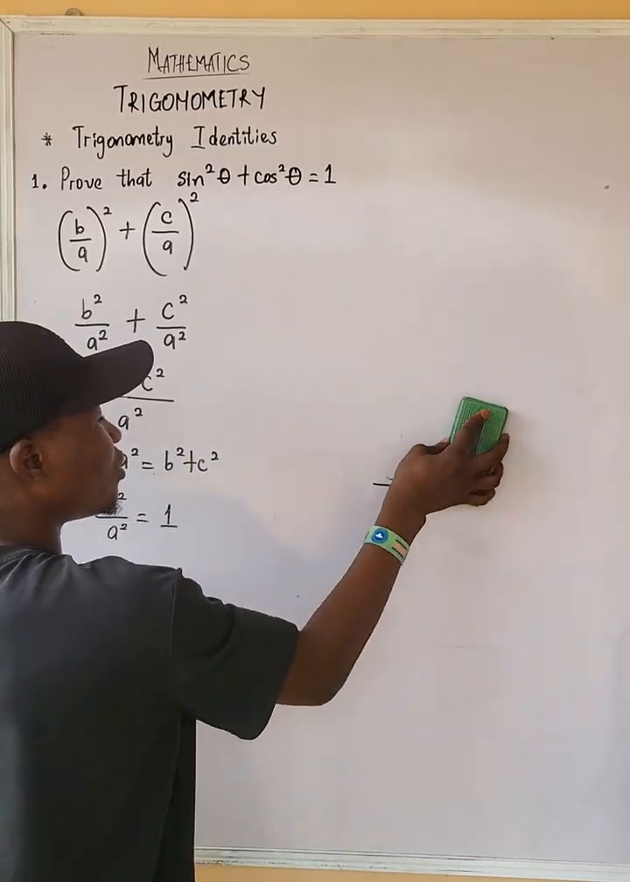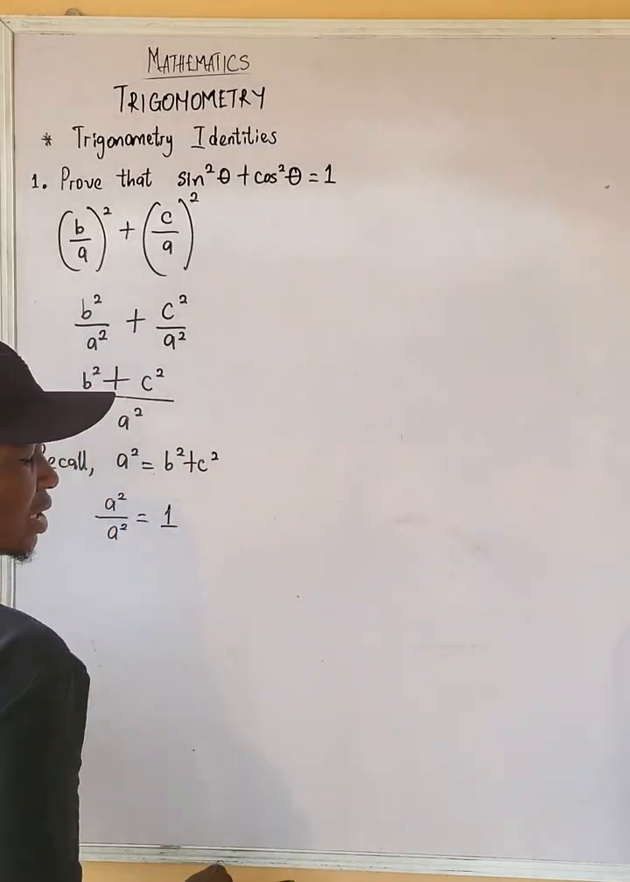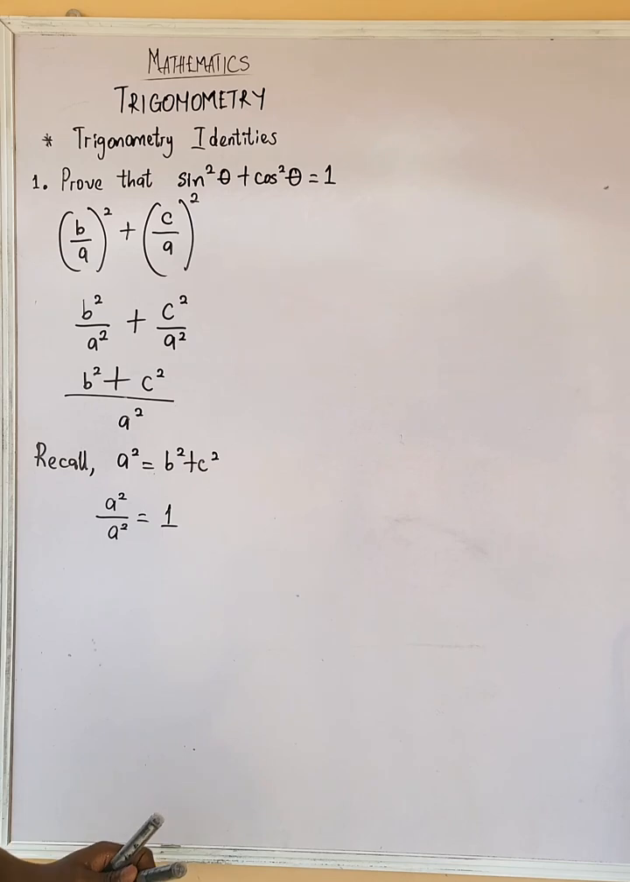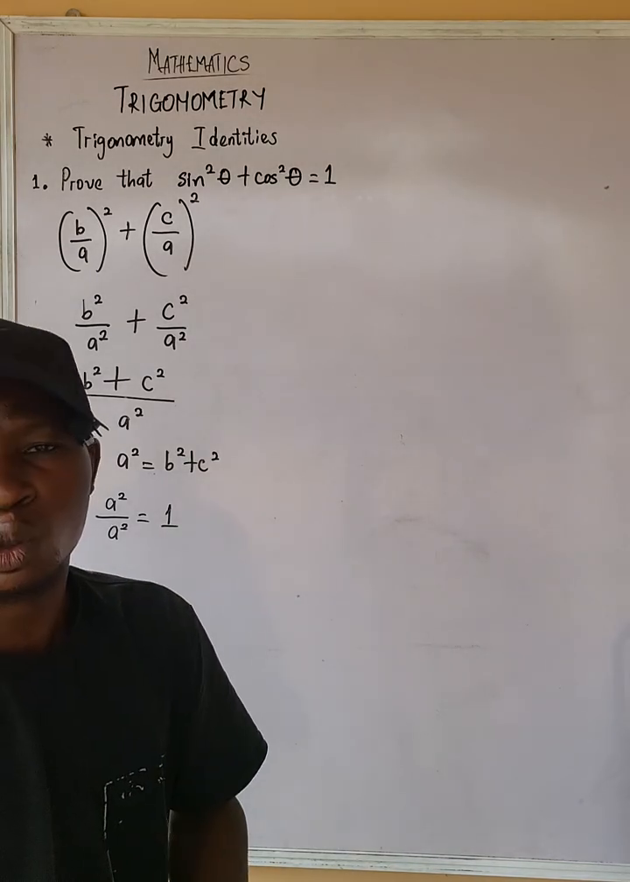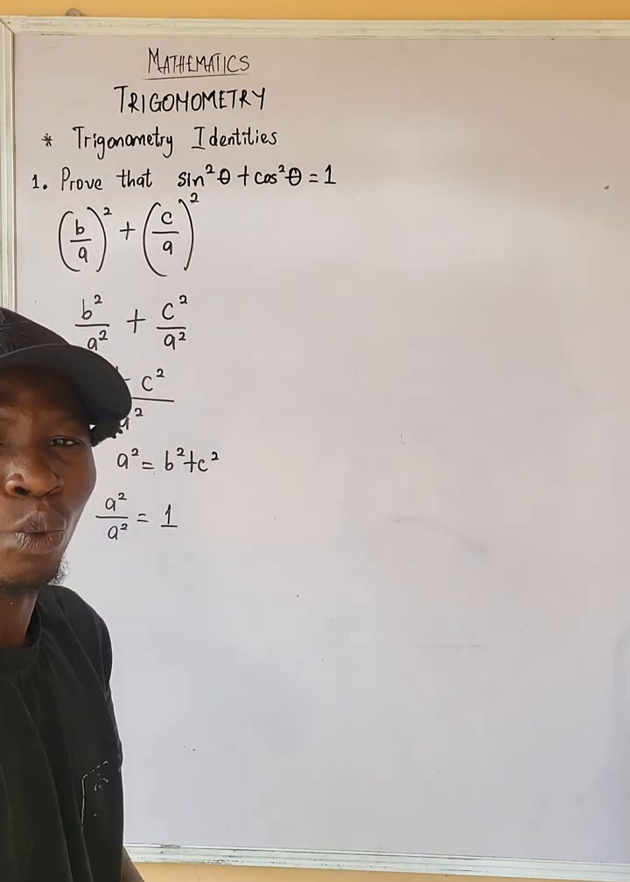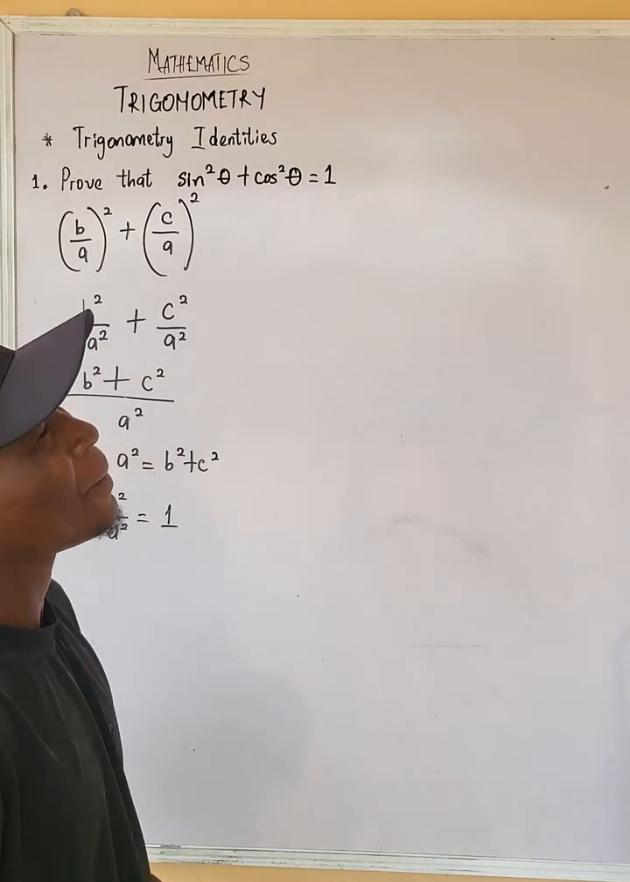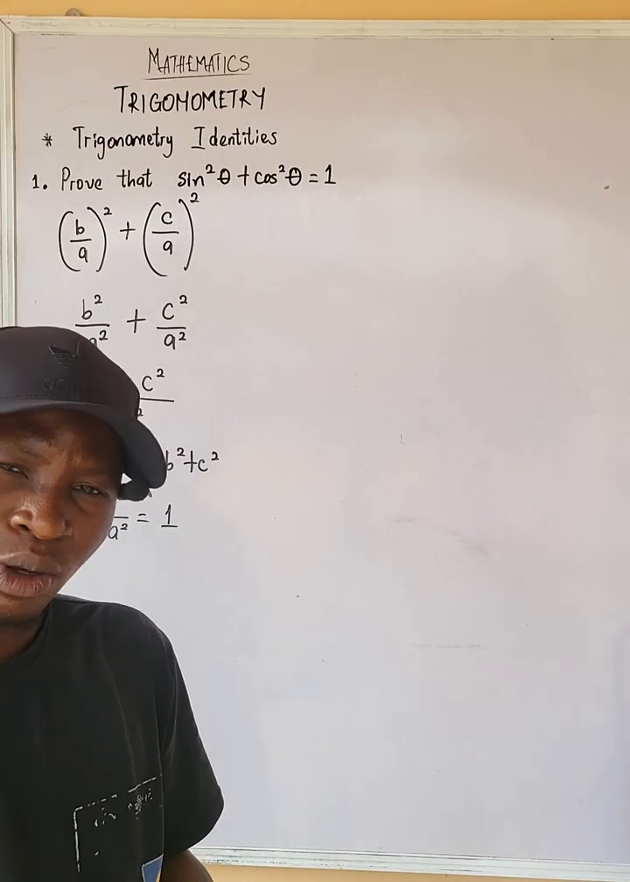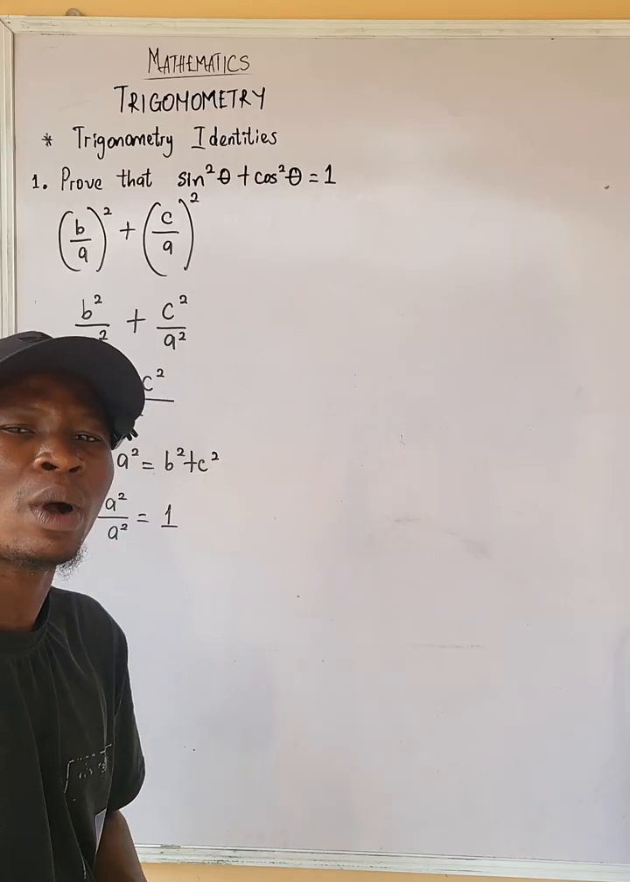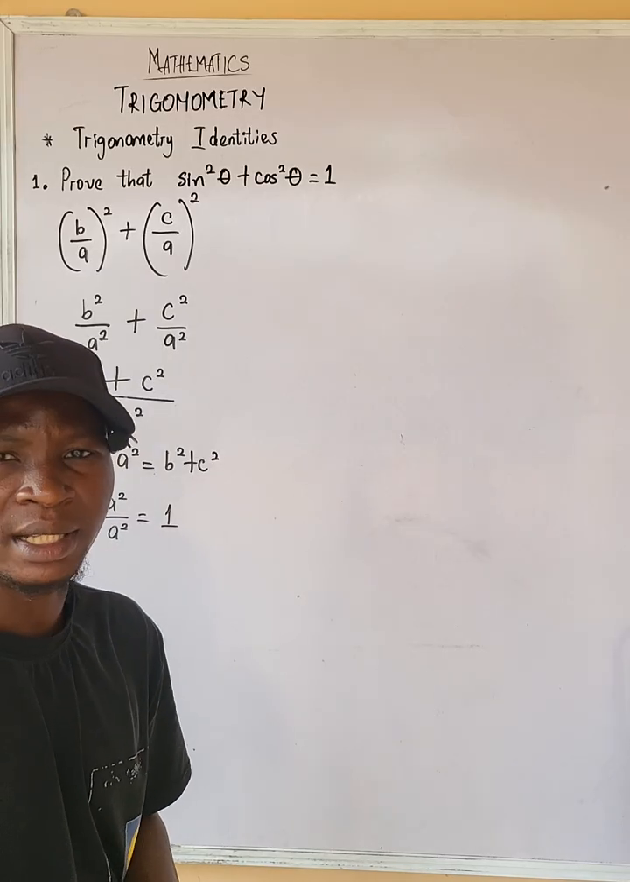So this is one of the first trigonometry identities: sine squared theta plus cos squared theta is equal to 1. If you have to make sine squared theta the subject of the formula, sine squared theta will be equal to 1 minus cos squared theta. And if you are also to make cos squared theta the subject of the formula, that will be 1 minus sine squared theta. Do you understand?